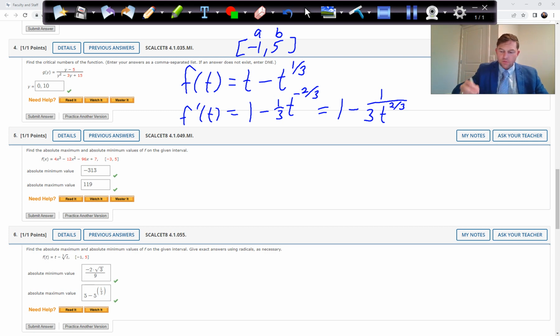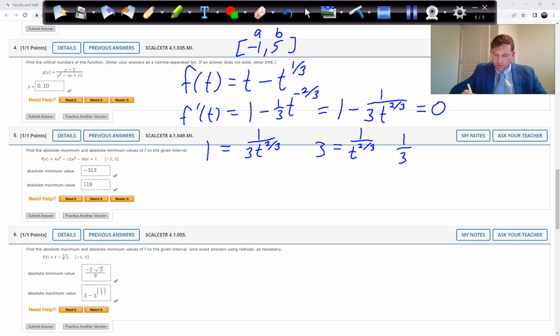Now we're going to set that equal to 0 to find critical values of t. So we can add this 1/3 t to the 2/3 to both sides, so we get 1 is equal to 1 over 3 t to the 2/3. And now we're going to multiply by 3 on both sides. And then we're going to flip both sides, so we're going to get 1/3 equals t to the 2/3.